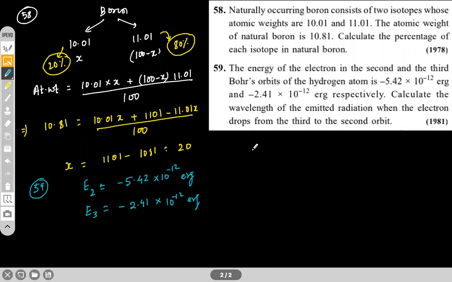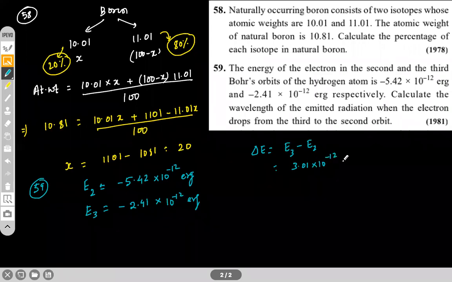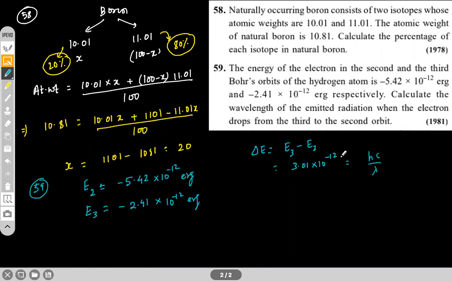Delta E is what? Delta E is E3 minus E2. When you solve this, you'll get 3.01 into 10 to the power minus 12 erg. This is delta E, and this equals hc by lambda. It is given in erg, so lambda, which we need to find out, equals hc divided by delta E.